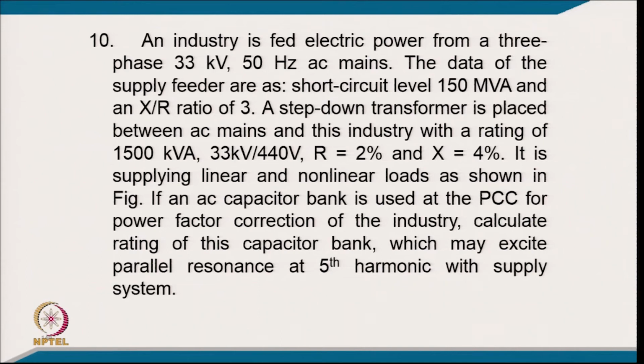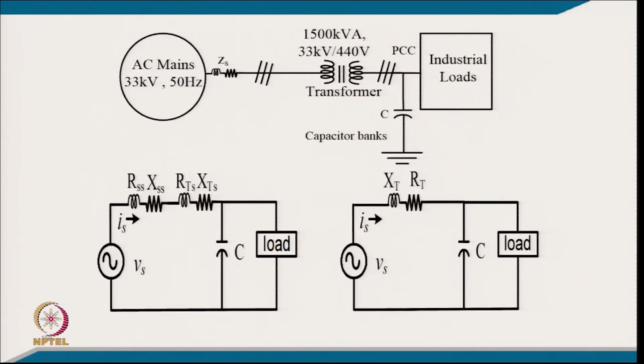If an AC capacitor bank is used at the PCC for power factor correction of the industry, calculate the rating of this filter capacitor bank, which may excite the parallel resonance at the 5th harmonic with the supply system. This is the supply system, the source impedance, then the transformer with the capacitor, and this is the source impedance on the secondary side or low voltage side of the transformer, and the transformer resistance, reactance, short circuit impedance, and then the capacitor here, which can be lumped together. So, the equivalent circuit comes from that.